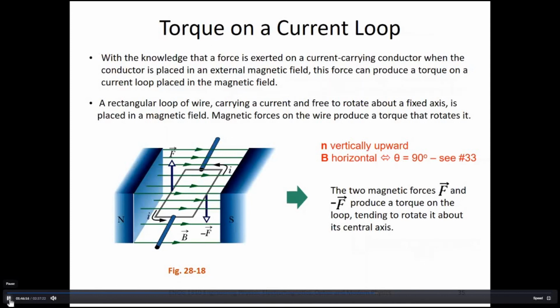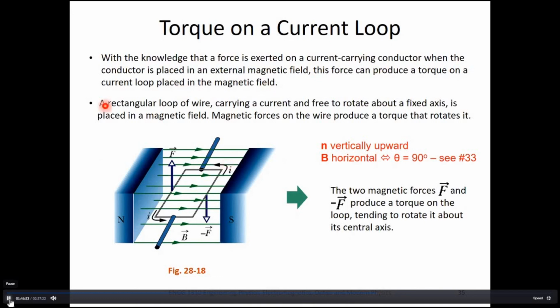Not only can we have the force generated on the current, but in some cases, if you have a current loop, you have the force upward on one side and the force downward on the other side, so that you can possibly generate some torque. So the force is exerted on the current-carrying conductor. When that conductor is placed in the external magnetic field, this force can produce a torque on the current loop in the magnetic field.